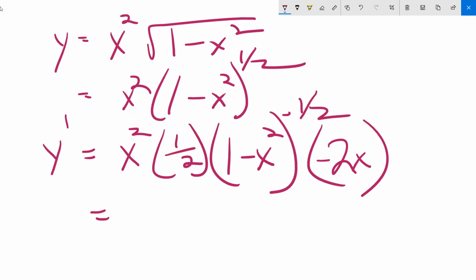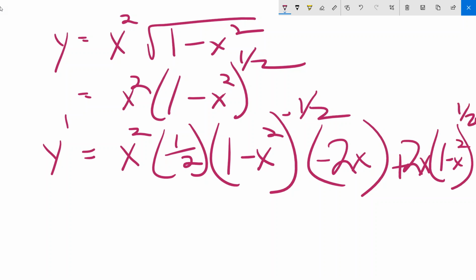Wait, do we still have one more? Oh, yes, my fault. So it's just going to be plus 2x times (1 minus x squared) to the 1/2. Yeah, okay. No, that is perfect.